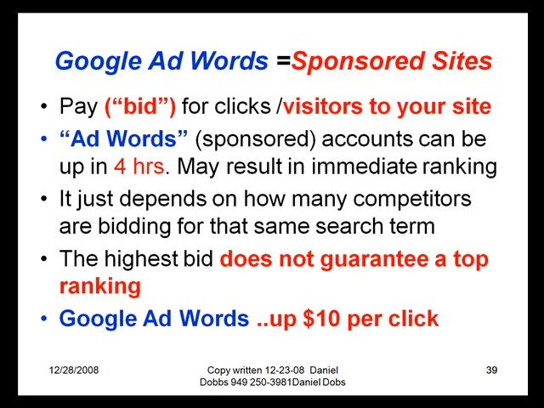As you've noticed, the real estate and lending ranks have dwindled down sharply. Your competition may not be around anymore. The highest bid for the keyword search term does not guarantee a top ranking at the top of the page. And Google AdWords can cost up to $10 per click.